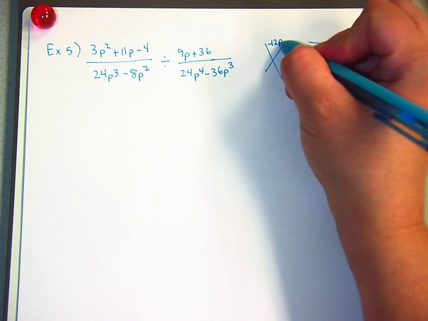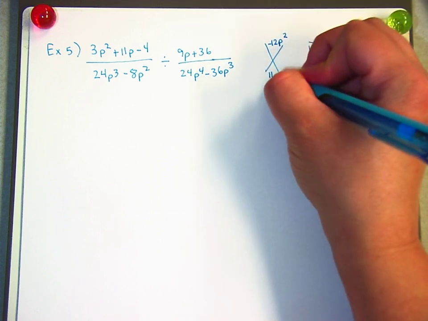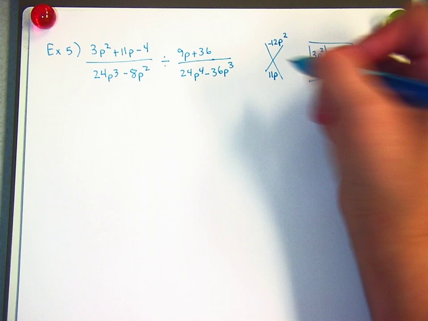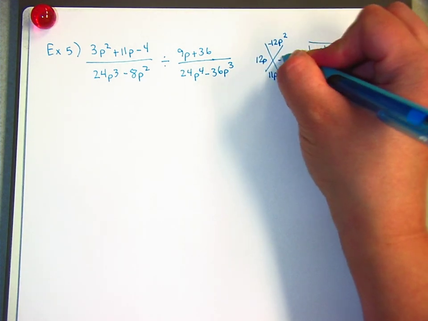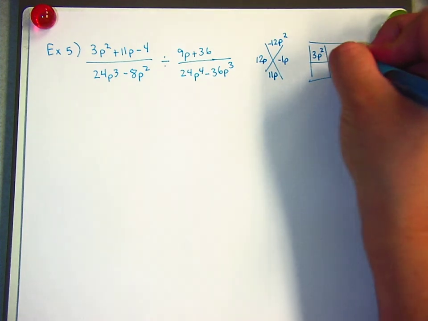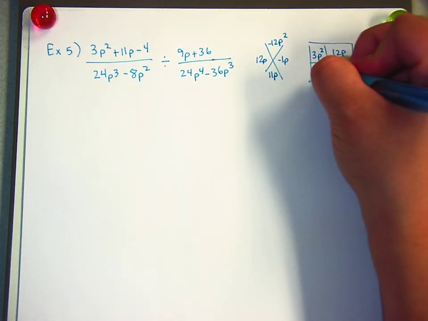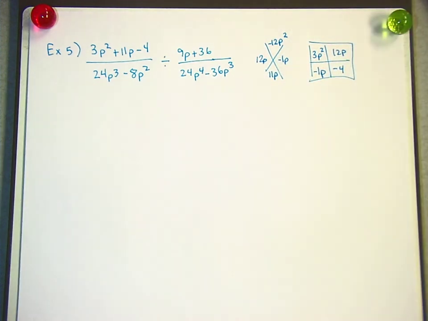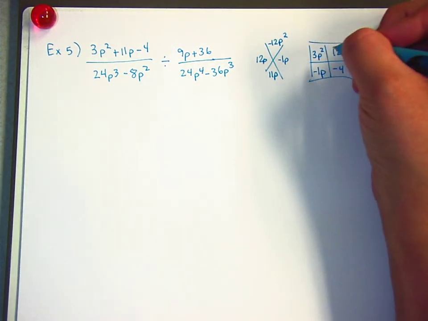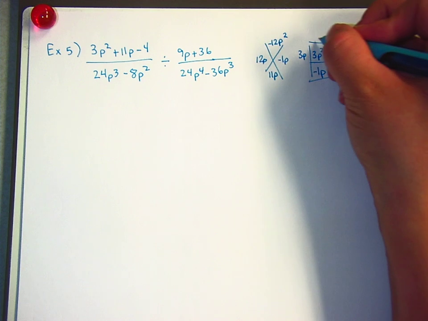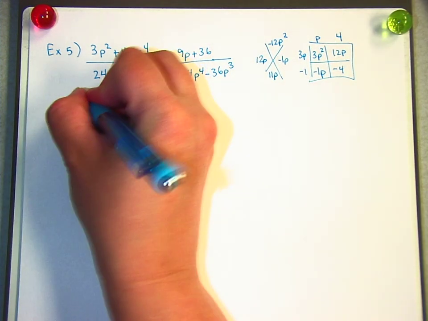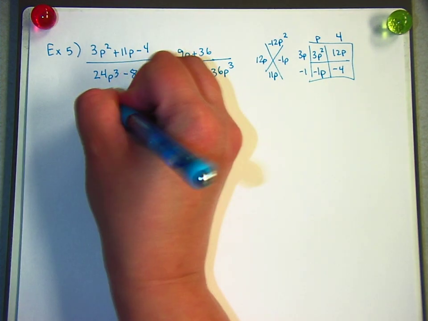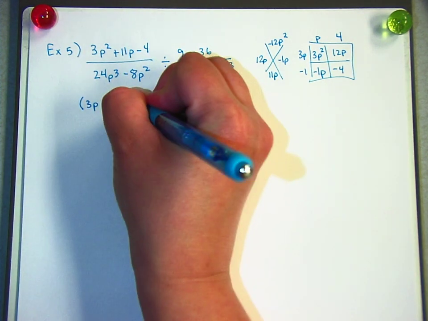Negative 12p squared and 11p. Let's see, that would be 12p and a negative 1p. Oh, sorry. All right, 3p, p, negative 1 and 4. So the top is 3p minus 1 and p plus 4.